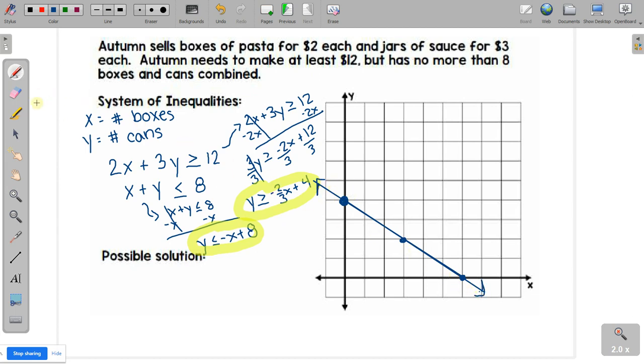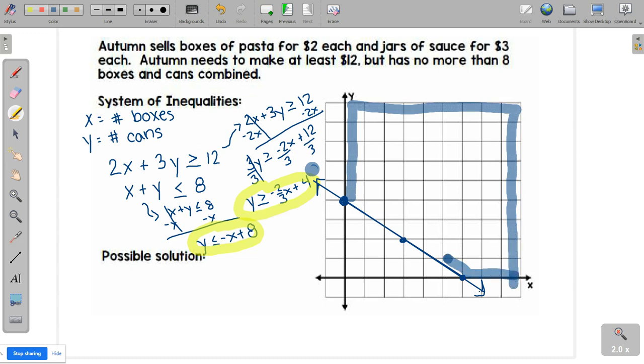Now we are going to shade. Shading is greater than, so we're going to shade above. We're talking about money and cans and jars, so physical things. That's why we're only looking at the positives of x's and y's here.